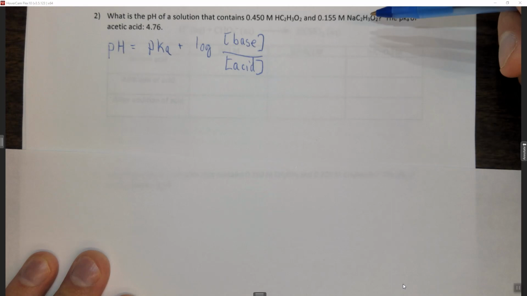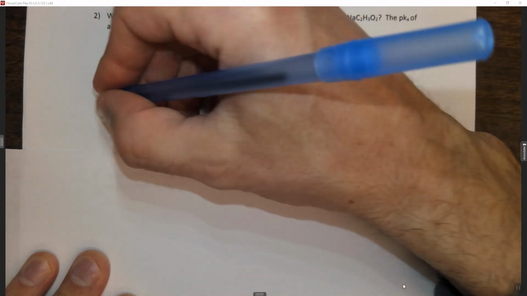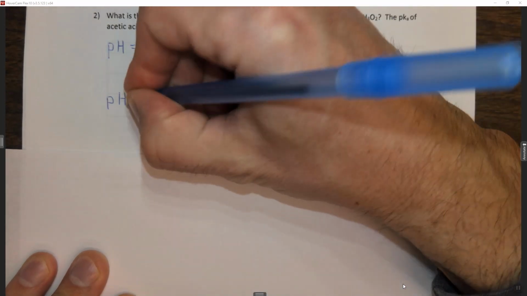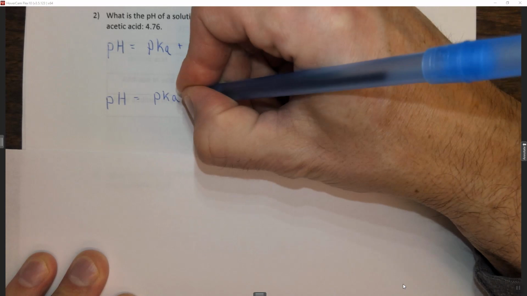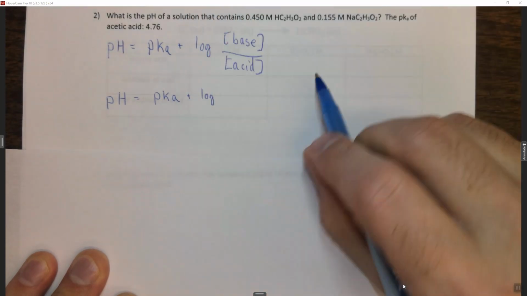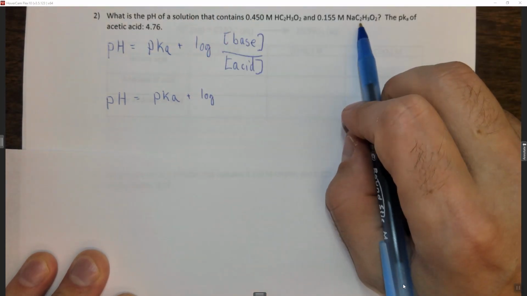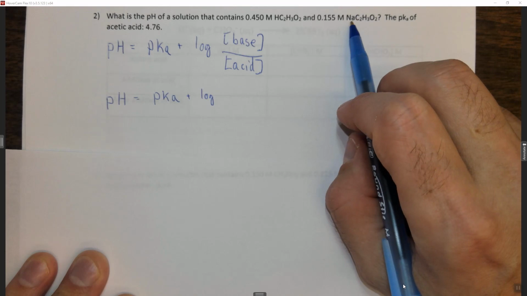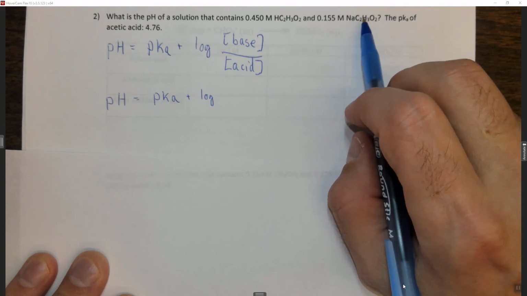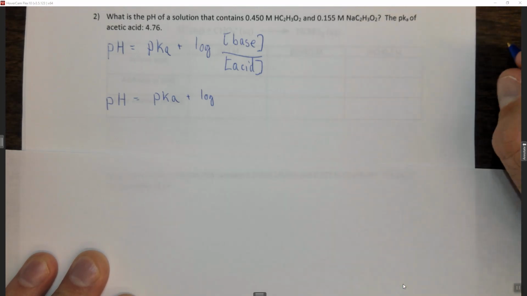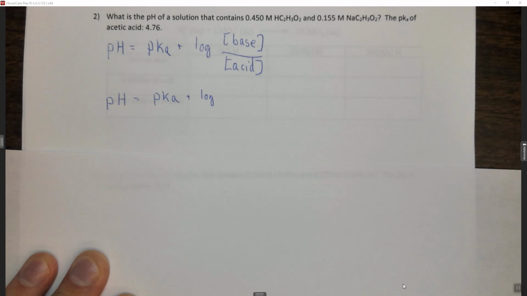Now, we could write it specifically for this case, which is pH equals pKa plus log. The base is the C2H3O2 minus. Remember from the previous question, the sodium is just a counter ion. Since this is minus, we need a positive ion because you have to have neutral ionic compounds. You can't have just all minus charges next to each other.